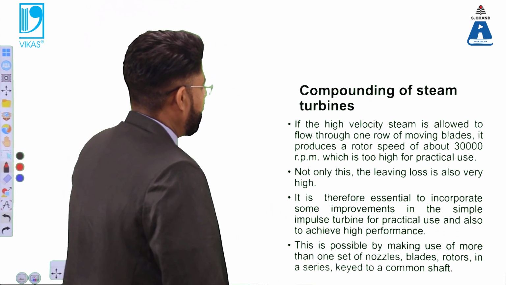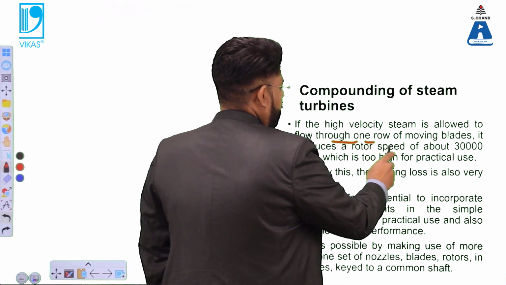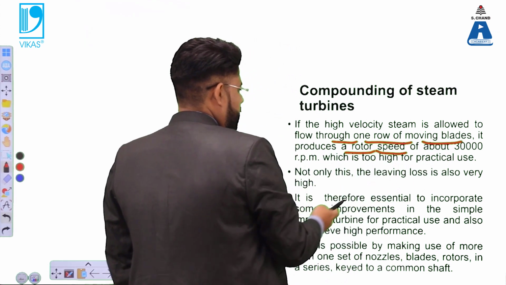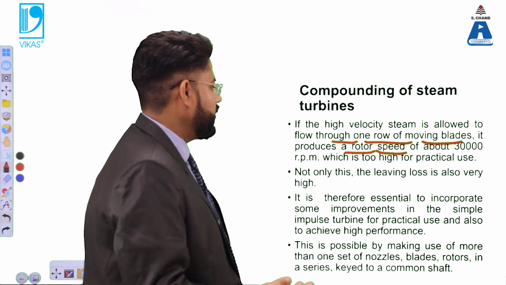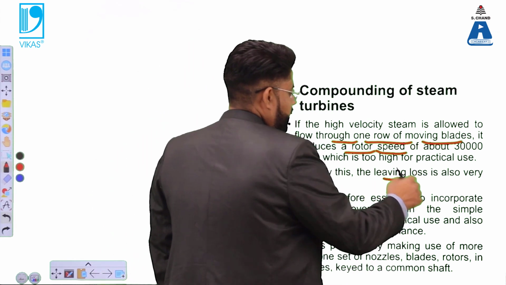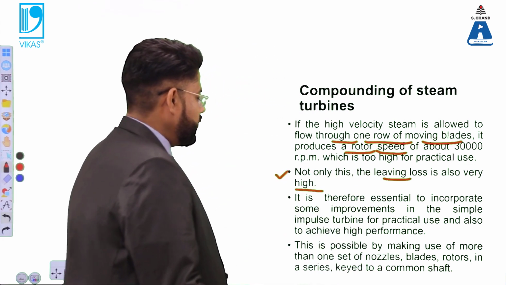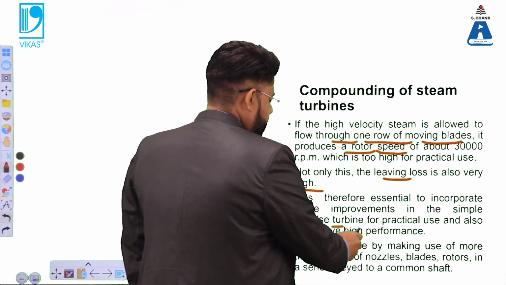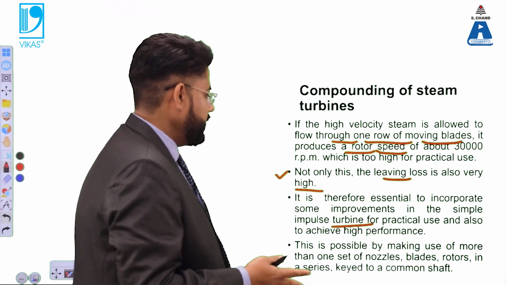So what happens if the high velocity steam is allowed to flow through one row of the moving blades? Then it produces a rotor speed of 30,000 rpm. That is very high for any practical use. Not only this, when the steam leaves the turbine, the leaving losses are very high. So there is a need to incorporate some improvement in the simple impulse turbine for practical use.